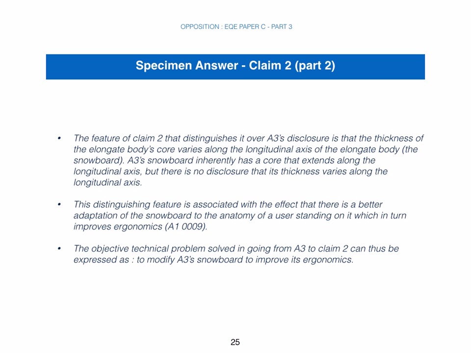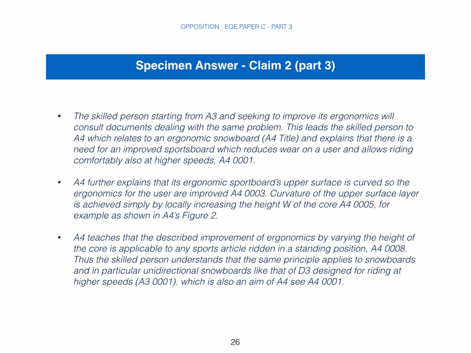The objective technical problem solved in going from A3 to Claim 2 can thus be expressed as to modify A3's snowboard to improve its ergonomics. So having set out the problem solved, we turn to the reasons for obviousness.